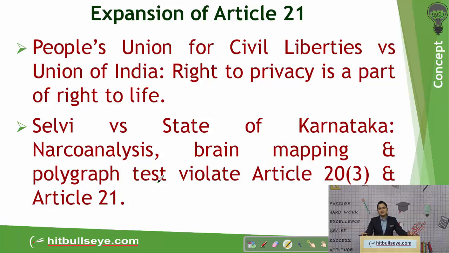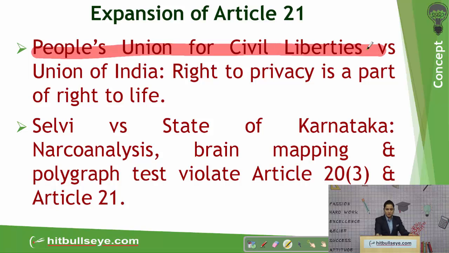The next slide discusses two more cases, and People's Union for Civil Liberties versus Union of India has included the right to privacy within the meaning of Article 21. The next case talks about Selvi versus State of Karnataka and how mental privacy was also included within the definition of Article 21, and where brain mapping tests, polygraph tests, narcoanalysis tests were considered to be unconstitutional and in direct conflict with Article 21 and Article 20, Clause 3, which talks about self-incrimination.